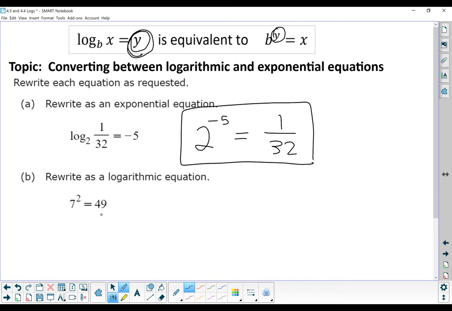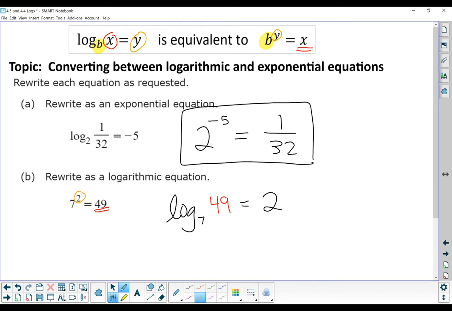Part B here is an exponential equation that we are going to rewrite in log form. Whatever the base of the exponential is, that's also going to be the base of the log. So this is going to be a log base 7. And then the part that the exponential is equal to is what goes as the argument of the log. So log base 7 of 49 is equal to the power 2. Whatever the power is on that exponential, that is what the log is equal to. Logs are equal to powers.